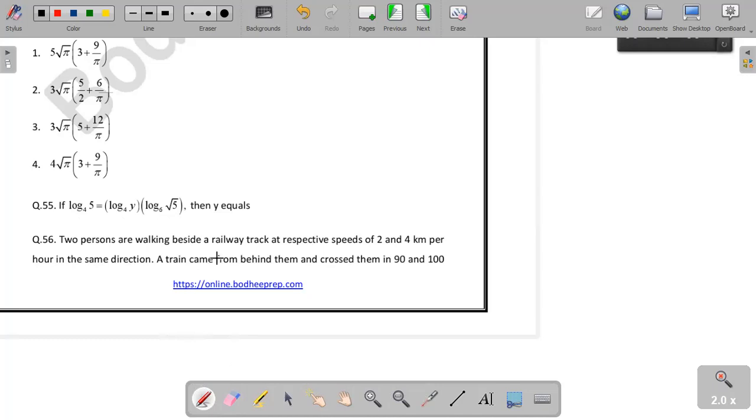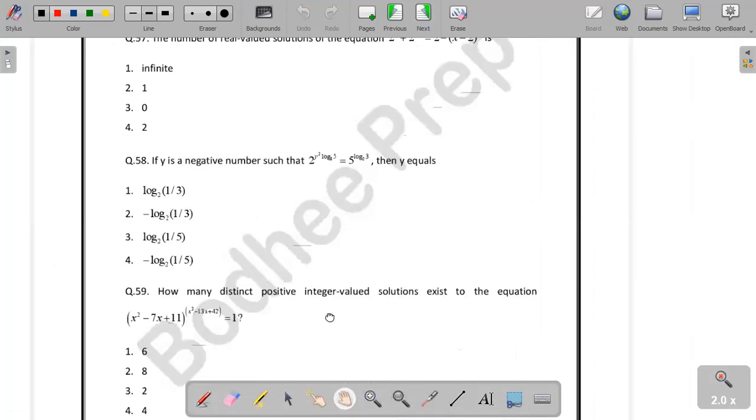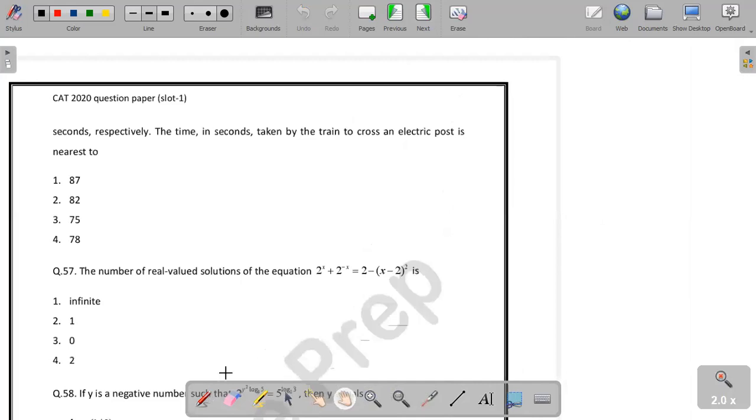So two persons are walking beside a railway track at respective speeds of 2 and 4. A train came from behind and crossed them in 90 and 100 seconds, respectively. Okay, 2 and 4 kilometer per hour. We have to first convert the 2 and 4. So if I convert 2, that is 5 by 18, the first student is walking at the speed of 5 by 9, and the second is just double it, that is 10 by 9.